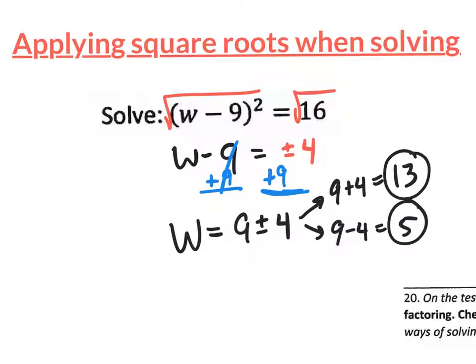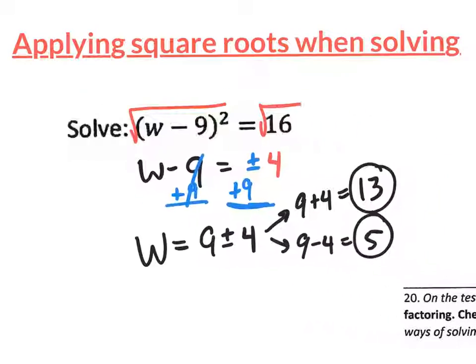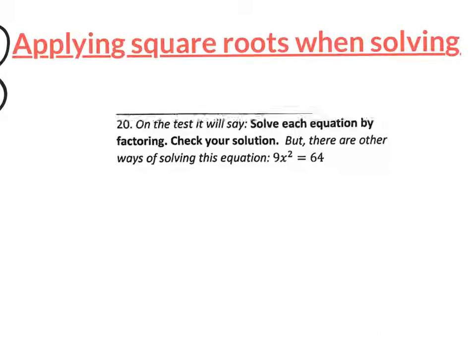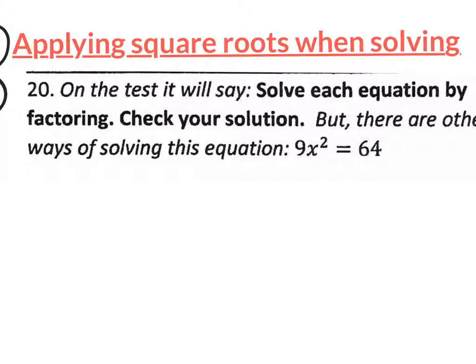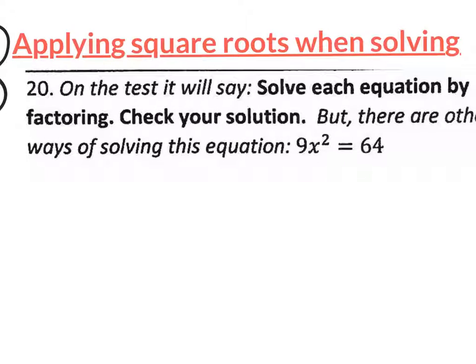So keep in mind that when you apply a square root in an equation, you have to put a plus or minus in front of the answer. Okay? If you don't do that, you're only going to get one answer, and that's incorrect. It has to be both answers. Let's move on to the other one that's on this practice final, at least number 20. Now on the test, it's going to say solve by factoring, but that's kind of misleading because it's easier to solve applying square roots.